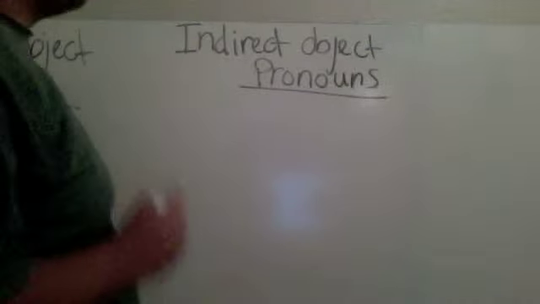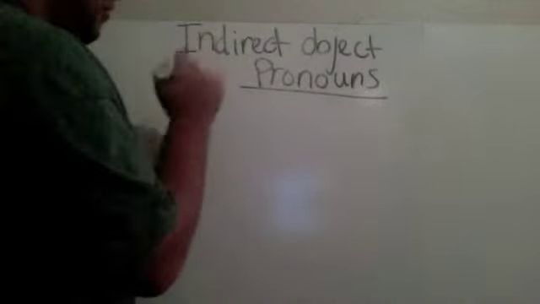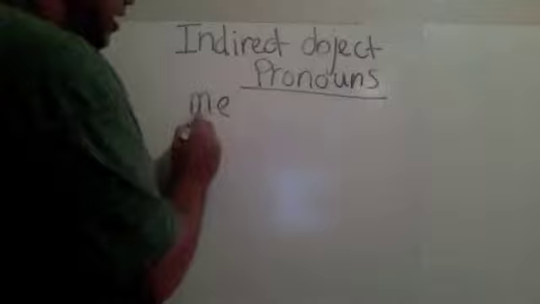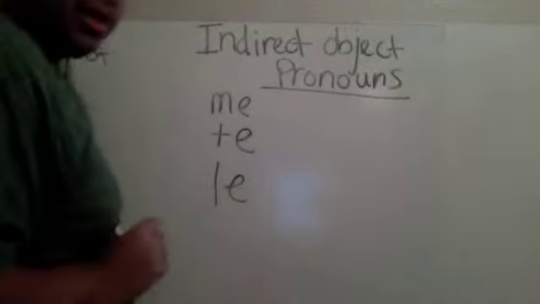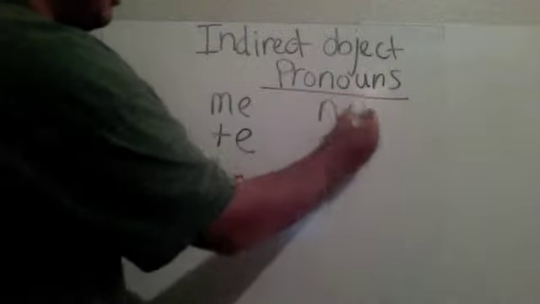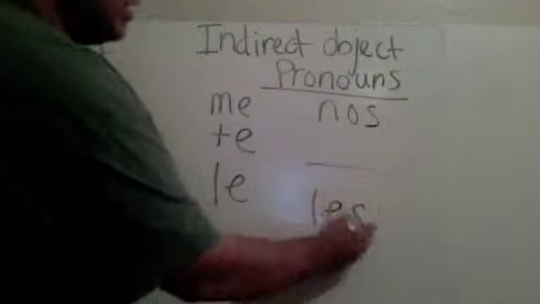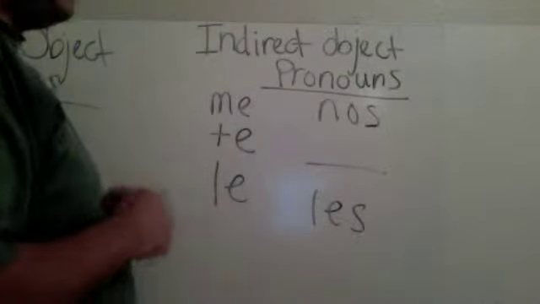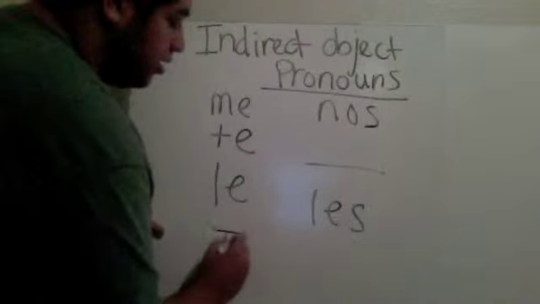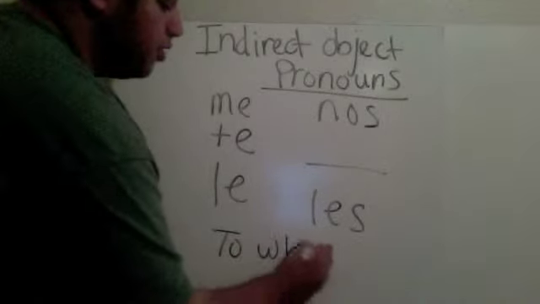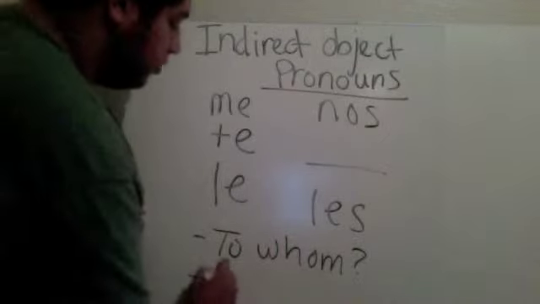Indirect object pronouns. Very similar to direct, except for a few differences. Me, te, le, nos, and les. The indirect object pronoun answers two questions. It answers to whom and for whom.